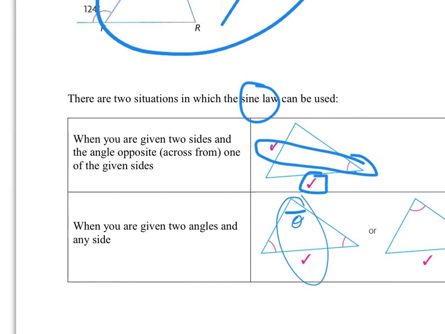So you can use it when you're given two side lengths and an opposite angle, or when you're given two side lengths and two angles and any side, because the third angle you can always solve for. That concludes the lesson on sine law.